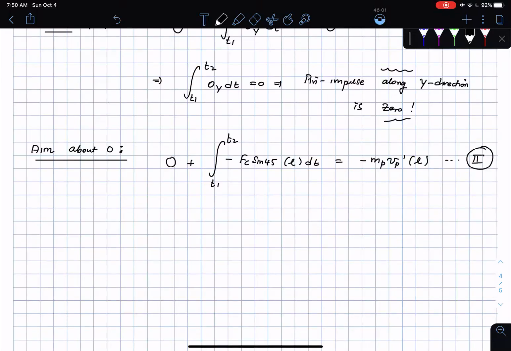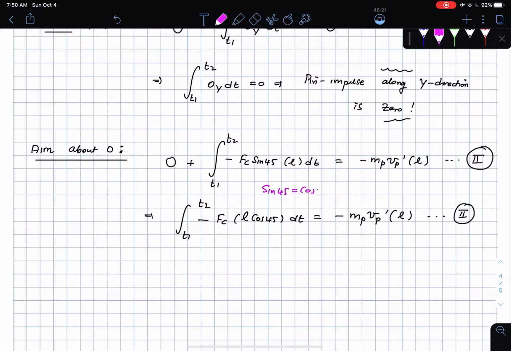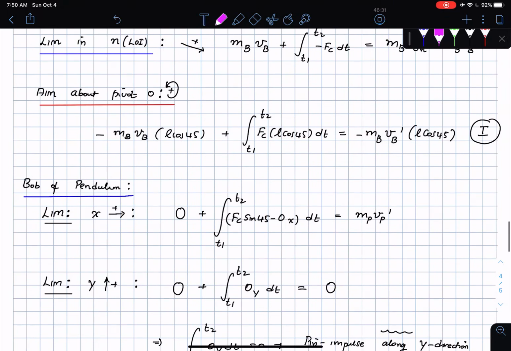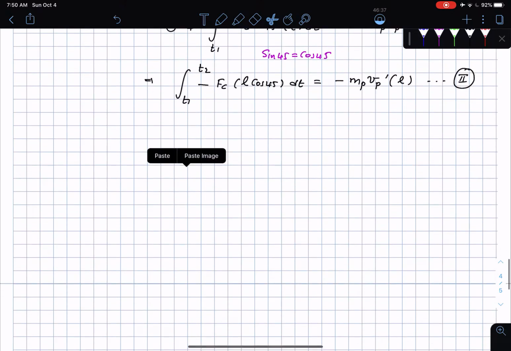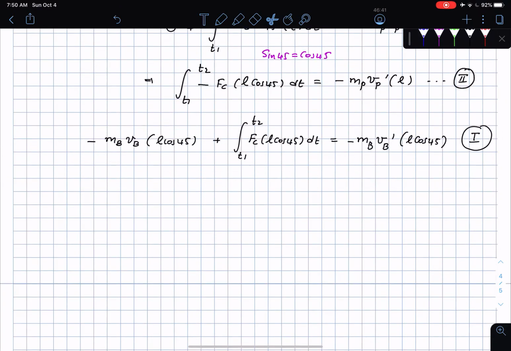I can just rearrange this and say integral T1 to T2 minus FC times L cosine 45 dt is equal to minus MP Vp prime times L. I'll call this equation 2, where I have said that sine 45 is the same as cosine 45. Then what I'm going to do is take equation 1 and equation 2 and add them up together. Here was equation 1, this big guy here. So I'm going to copy that and bring it down here. So here was equation 1 and equation 2. Add equation 1 plus equation 2.